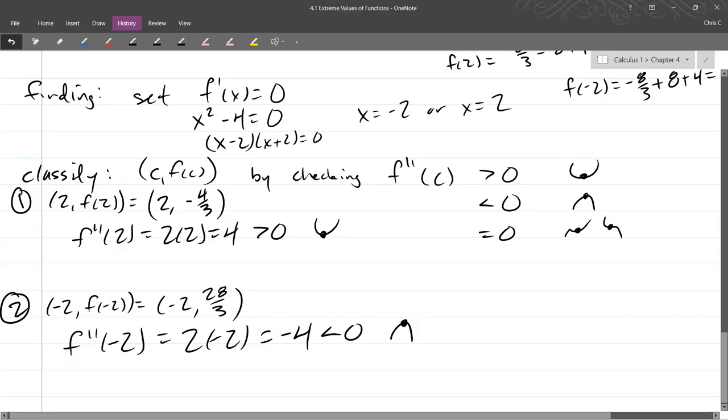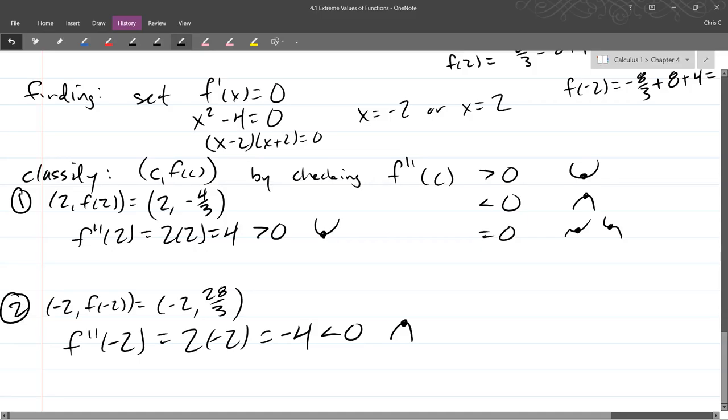Any questions getting the initial x values? Just set that derivative equal to zero. Don't forget about your negative two solution. So I took the plus and minus two, and then I need to get the y value. So you take two and f it, and that's a little bit tricky, but you should get negative 4/3. And then I found the y value at negative two, which was 28/3.